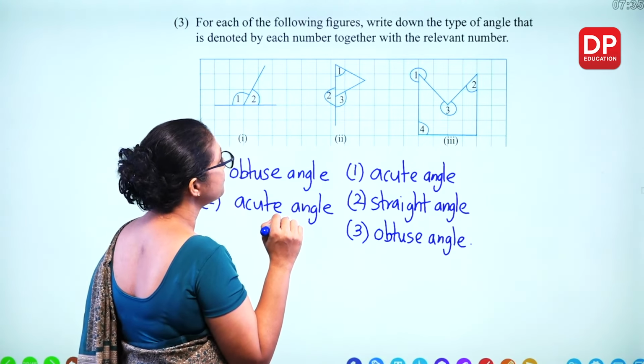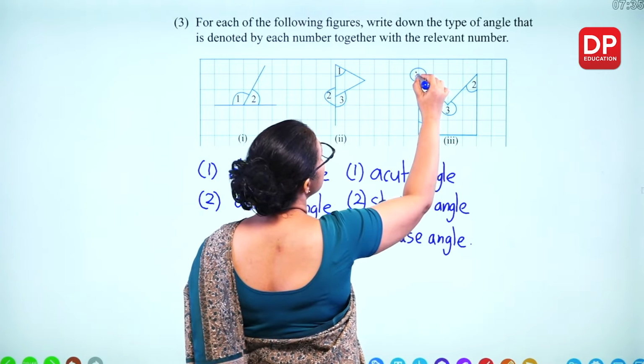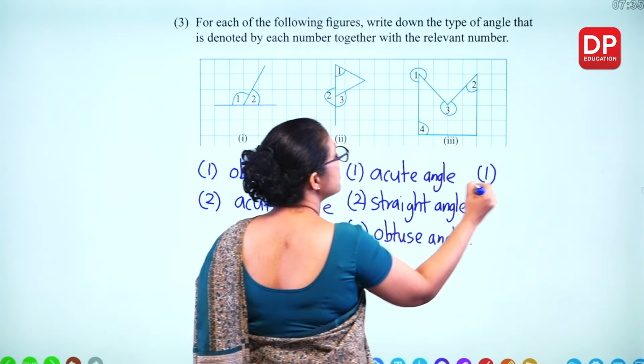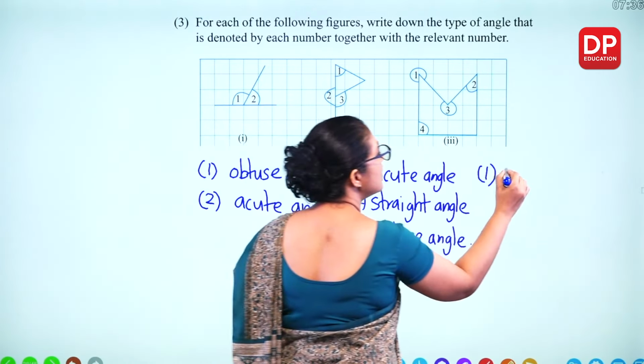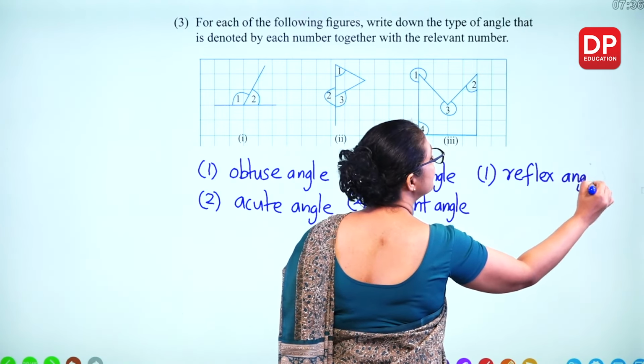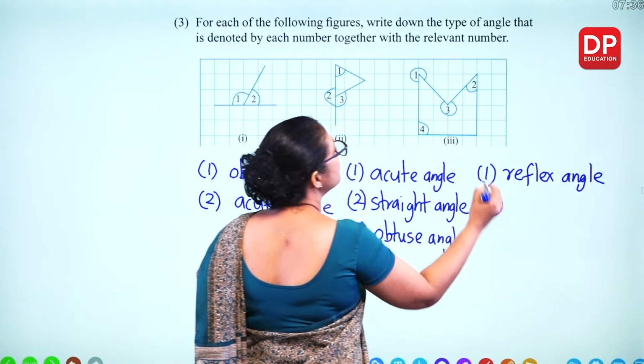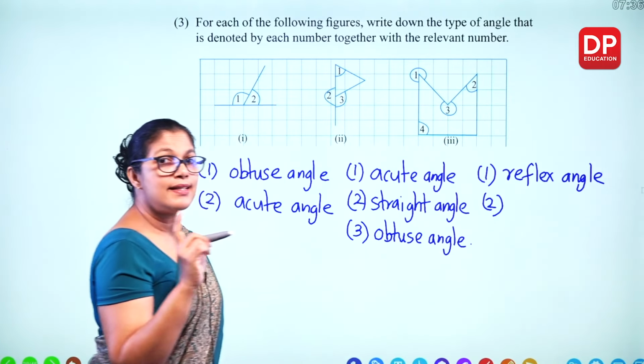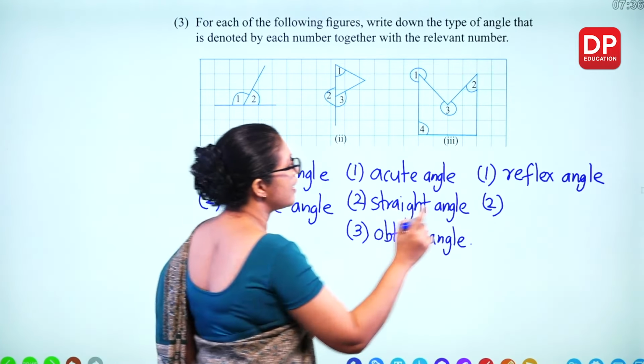Third one. 1 is here. More than 2 right angles, less than a full circle. Reflex. 2, less than a right angle. That's an acute angle.